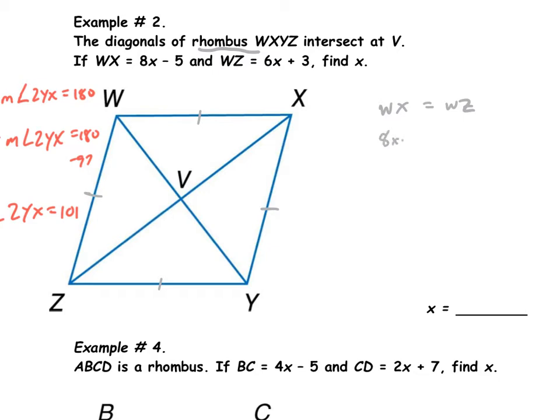So 8x minus 5 equals 6x plus 3. We've solved many of these throughout the year. I'm going to add 5 to both sides. 8x is equal to 6x plus 8. We're going to subtract the 6x from both sides. We get that 2x is equal to 8, and that means x is equal to 4. And we are done with example number 2.